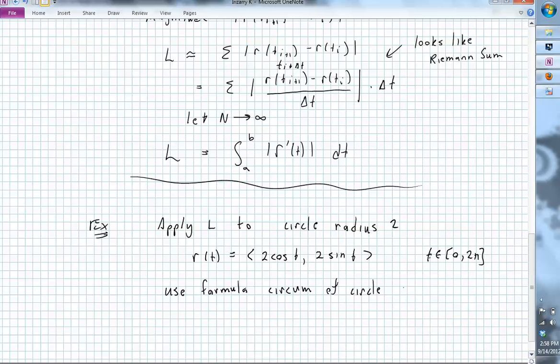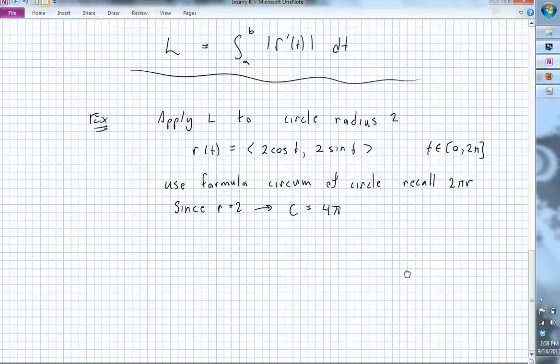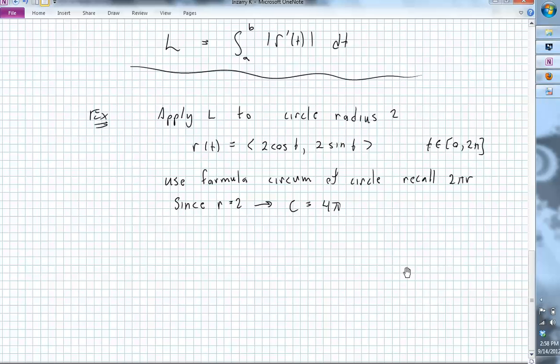Which you'll recall is 2 pi r, right? In this case, r is 2. We get the circumference is 4 pi. Now, if this is a useful formula, when we compute this using the arc length formula, we should get 4 pi. Let's confirm that.